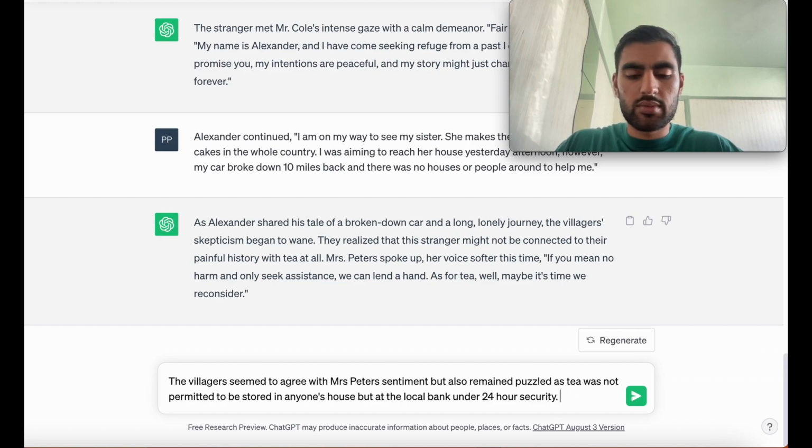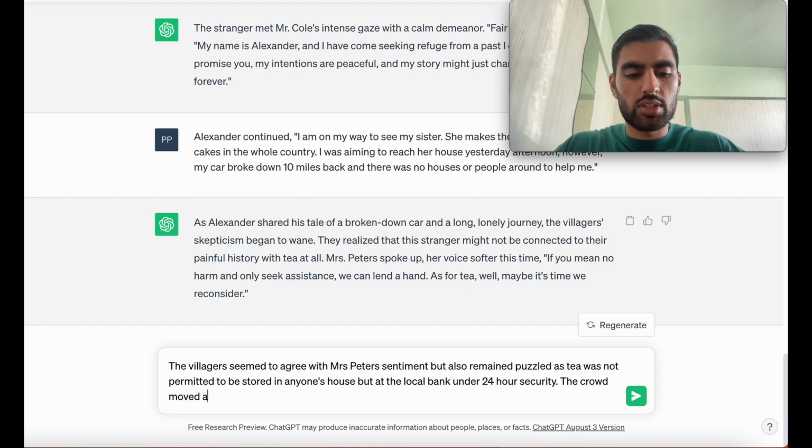The crowd moved apart, allowing Mrs. Peters to walk, to direct Alexander deeper into the village.